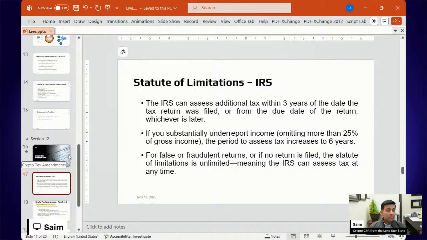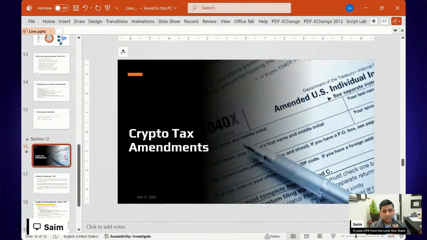All right. So this is a new section that I wanted to discuss: crypto tax amendments. I know a lot of folks have this at the back of their mind, an elephant in the room, where in prior years, because the rules were all over the place, you didn't know what was a taxable event, and there's a possibility that you could have underreported or not reported at all. I just want to let you know that crypto tax amendments are not that difficult, unless you have a lot of data.